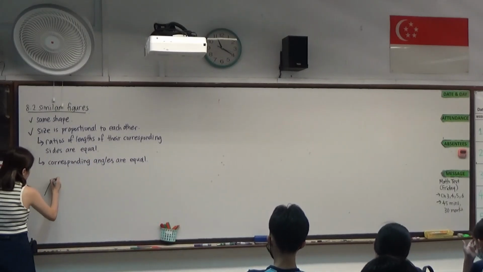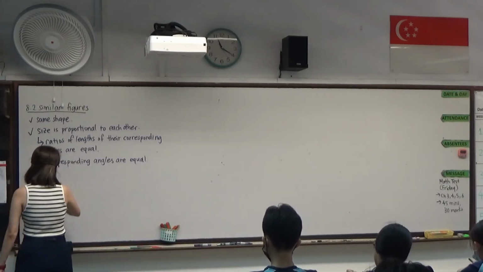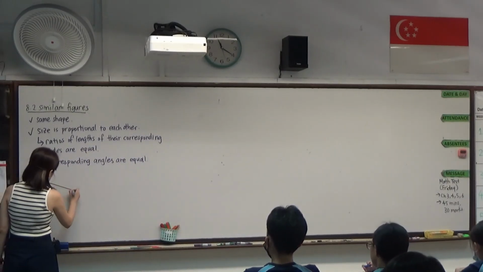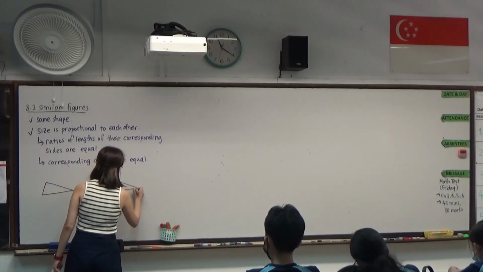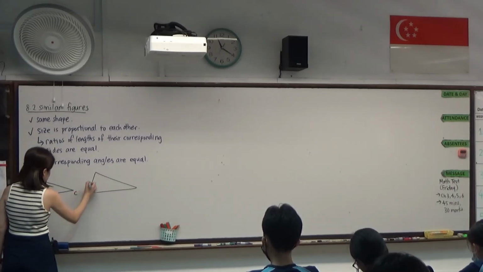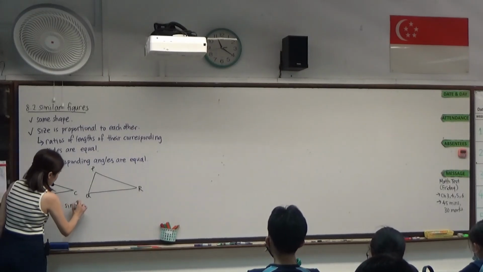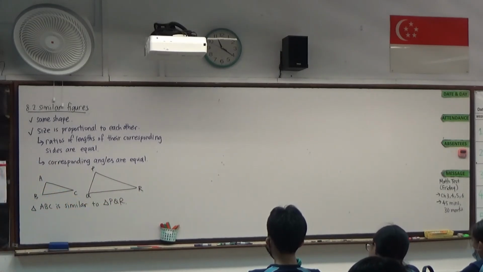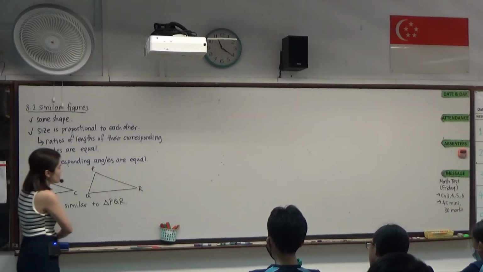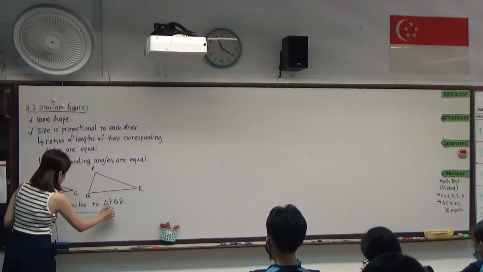If I were to tell you that two figures are similar, maybe I'll have to draw a better triangle. Okay, ABC is similar to PQR. When I phrase it this way, the vertices will still correspond. So your A will correspond to P, B will correspond to Q, and C will correspond to R.